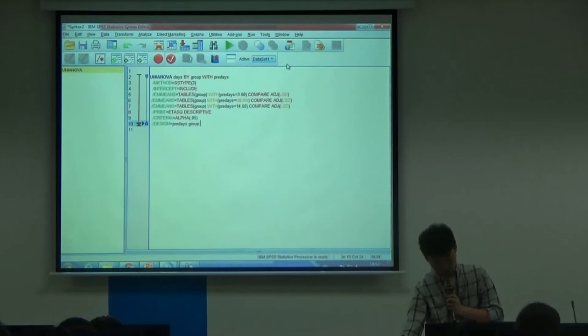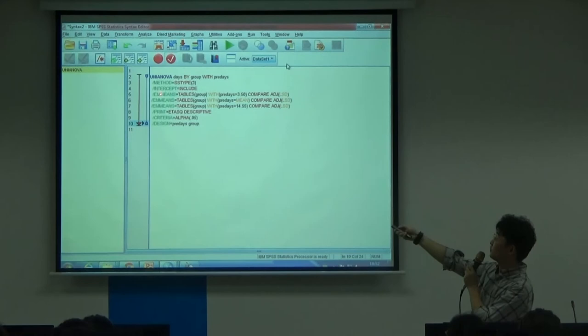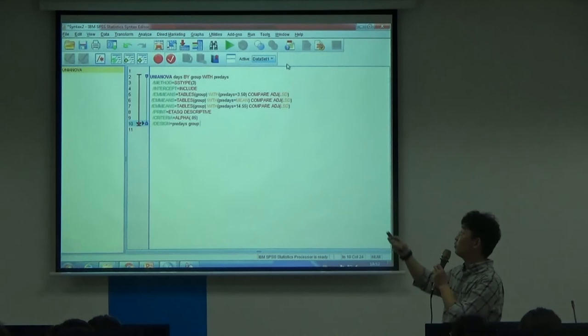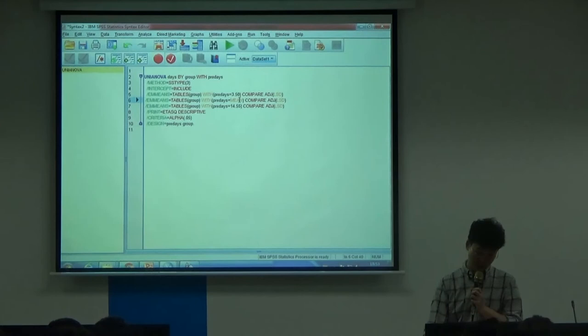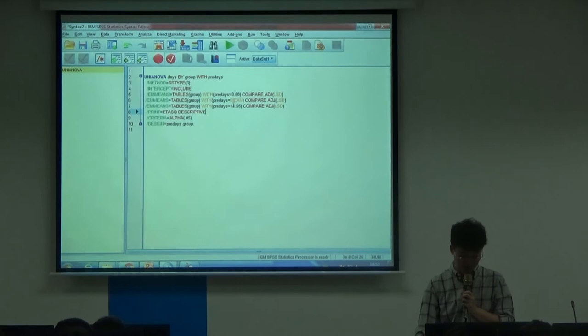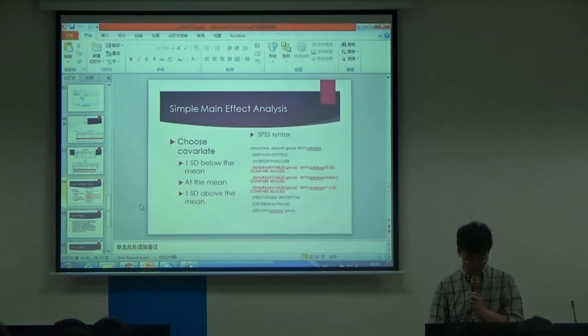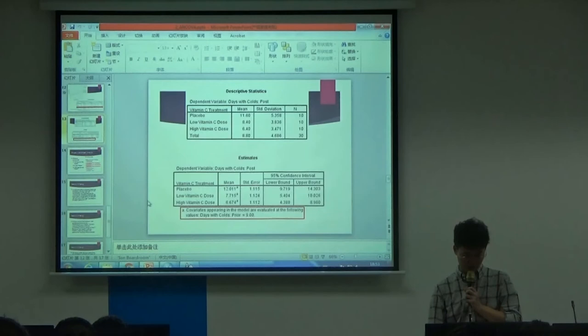So for each line of the estimated marginal means, the first line is giving you the results when the covariate is at one standard deviation below the mean, the second line is the results when the covariate is at its mean, and the third line is the results when the covariate is at one standard deviation above the mean. So you should have the results. Do you have the results? I don't have the results in my PowerPoint slide.